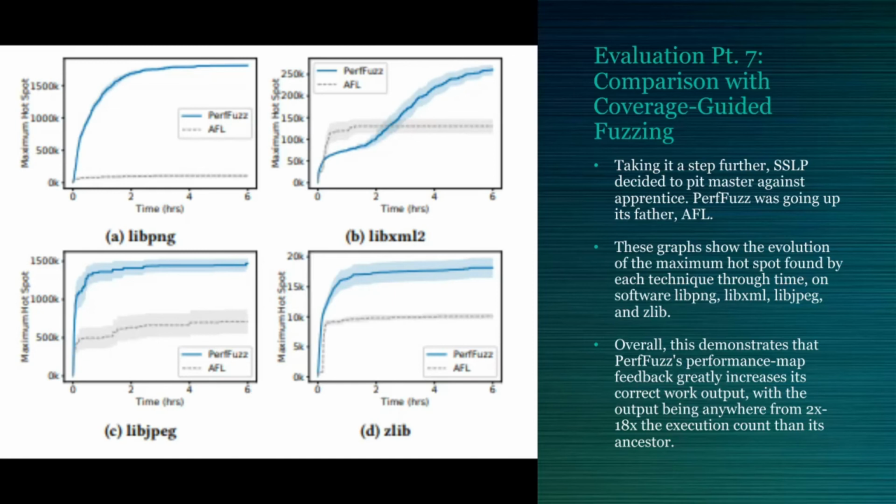Overall, this demonstrates that PerfFuzz's performance map feedback greatly increases its work output, with the output being anywhere from 2 times to 18 times the execution count of its predecessor. These graphs show only the execution counts for the maximum hotspot. As this is rather easy to visualize over time, SSLP wondered if the maximum execution counts found by PerfFuzz are significantly higher than those found by AFL over all hotspots in the program.